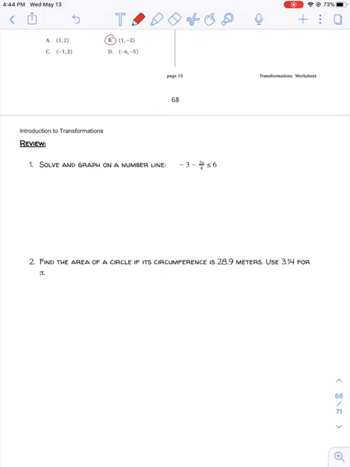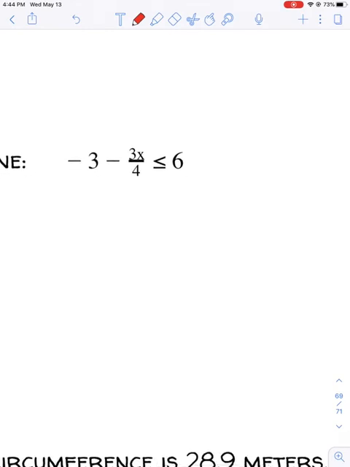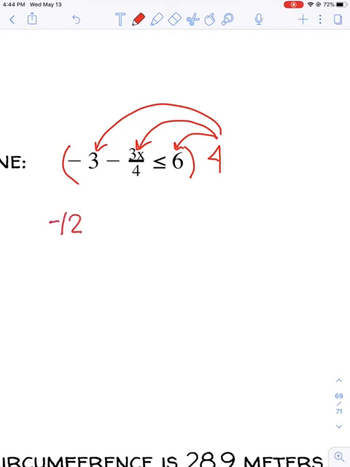Okay, now our 6 LT0 questions. Solve and graph on a number line. So I want to get rid of that 4 right away on the bottom. I don't like working with fractions, so the first thing I'm going to do is clear everything by 4. That means this gets multiplied by 4, this gets multiplied by 4, and this gets multiplied by 4. -3 times 4 is -12. When I do 3x over 4 times 4, the 4's cancel out and I'm left with 3x. So minus 3x is less than or equal to 24. Add 12 to both sides.